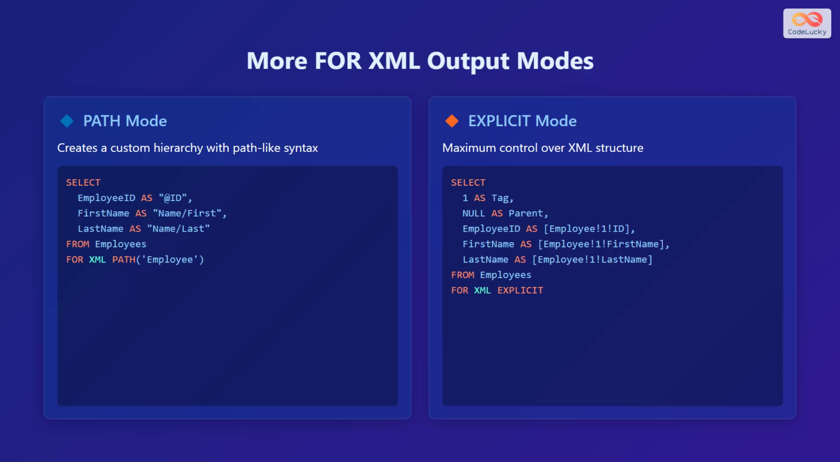Second, explicit mode. This mode provides maximum control over the XML structure, but requires more complex query construction. For example, select 1 AS tag, null AS parent, employee ID AS [employee!employee ID], first name AS [employee!first name], last name AS [employee!last name] from employees for XML explicit.